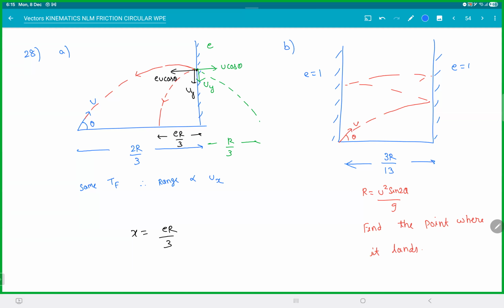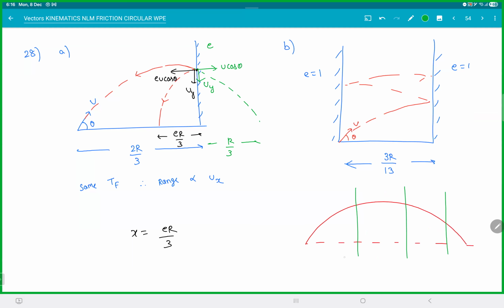Is that clear, everyone? What about the next one? Similar story there. Suppose if there were no walls, you would have completed a full parabola. Now think of this. Every time you hit a wall, instead of going forward, you're coming back. E is equal to 1. So you cut this entire parabola into pieces. How many pieces? 3r by 13, 3r by 13, 3r by 13, 3r by 13. The total has to be r. And the last piece will be r by 13.